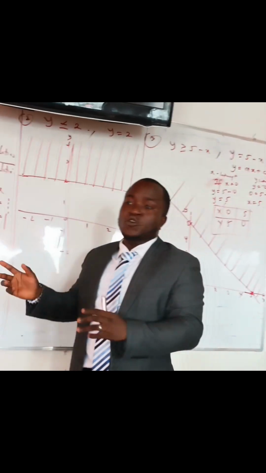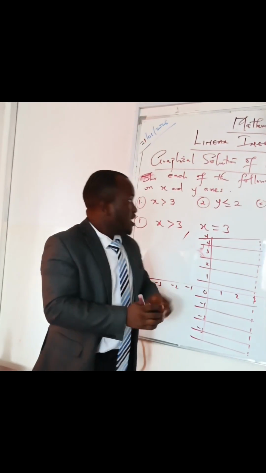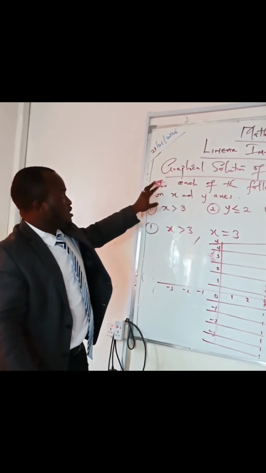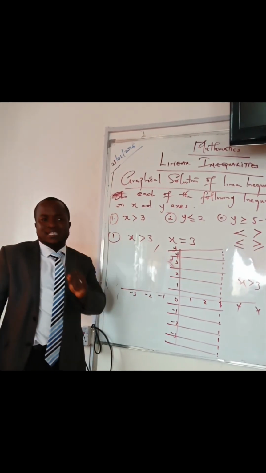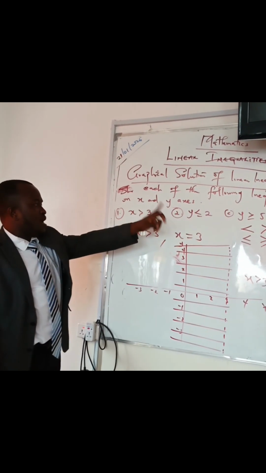If the inequality statement is false, you are going to shade the side that does not contain the test point. Now, for example, we have about 3 examples on the board. The question says, show each of the following inequalities on X and Y axis.